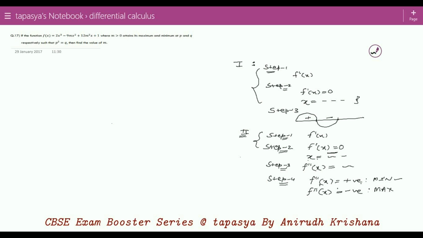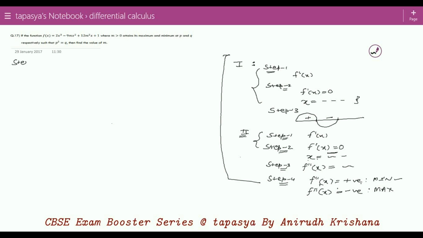Here f x is given and you have to find the maxima and minima, and according to the question it says that the point of maxima is p and the point of minima is q, and the relation between p and q is this. Then you have to find the value of m. So let me separate this thing. So what we have to do is, first of all you have to simply find the value.